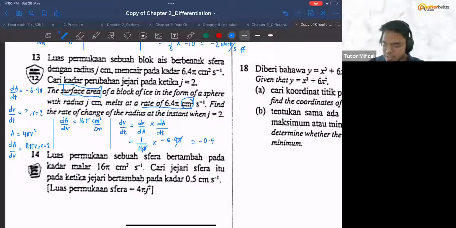Okay, what's the unit? Centimeter per second. Why? Because radius is in centimeter and time is in second. So centimeter per second. Okay? Better now, right? Yeah.